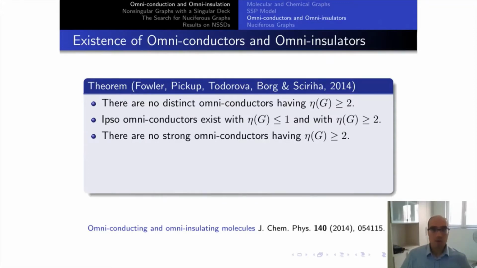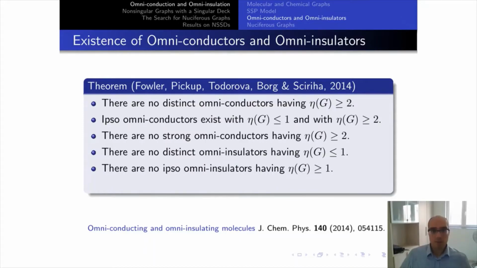Now, what about the insulators? There are no distinct omni-insulators having nullity at most 1. There are no ipso omni-insulators having nullity 1 or more. So this is telling us that ipso omni-insulators exist only when the nullity is 0. And finally, if we combine the previous two results, we have the pretty useful result that strong omni-insulators do not exist.